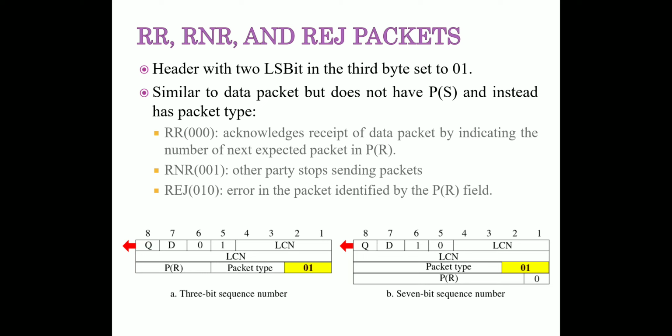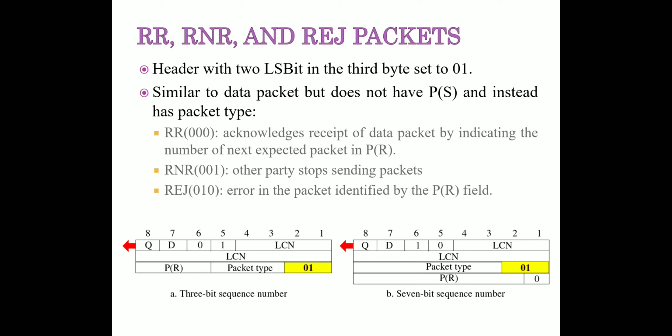Then if the packet type is 0, 0, 1, it is receive not ready. What happens in this case is, the device cannot accept packets at this time. So the other party must stop sending any packets as soon as this packet is received. So the sending party should not be sending more packets.